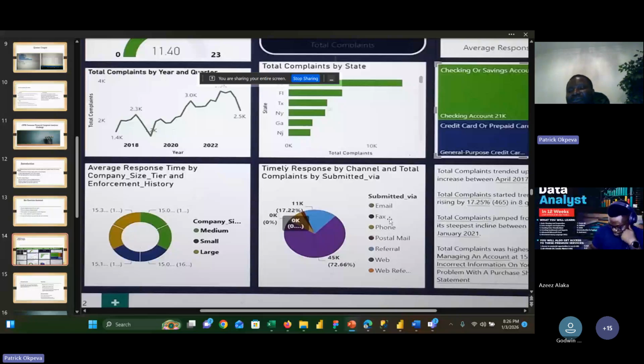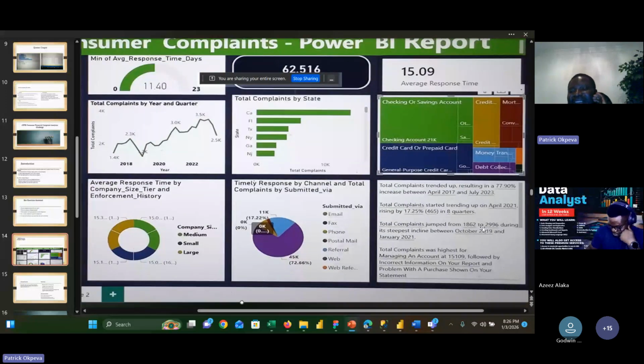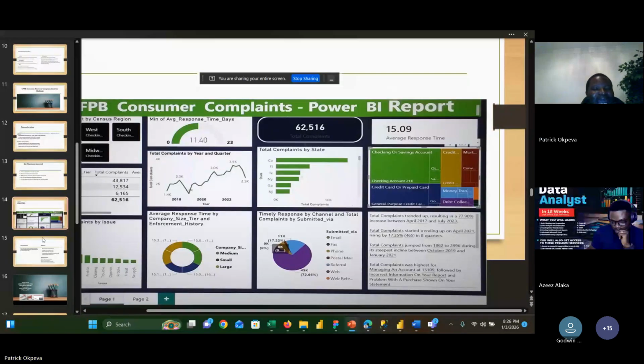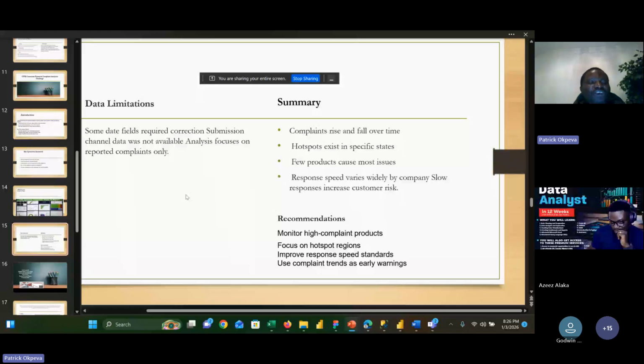And total complaint trended up, resulting in a 77.90% increase between 2017 and 2023. So this is all about my dashboard. It is an interactive one and it's very straightforward, even for a layman to understand what the major issues are relating to the complaints generated from the customer.